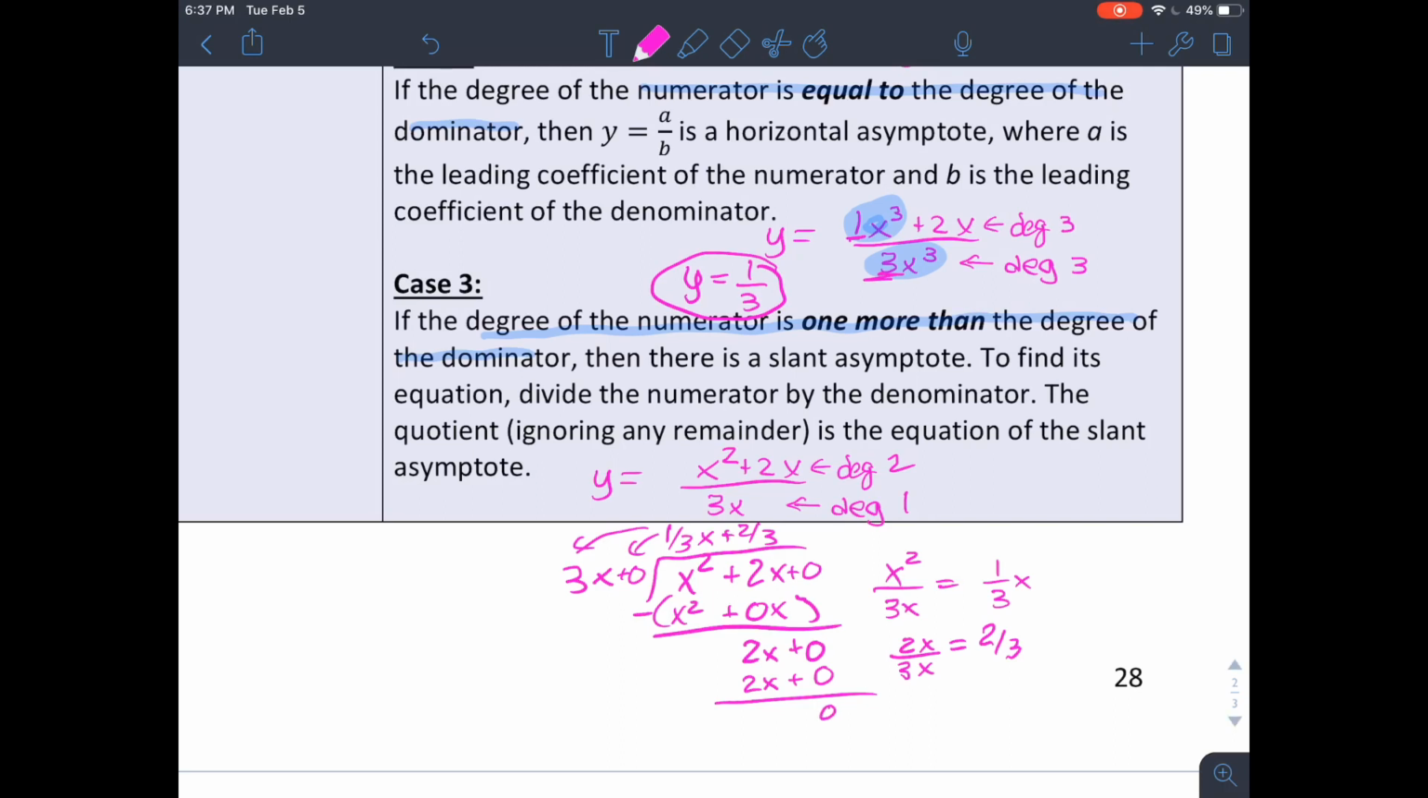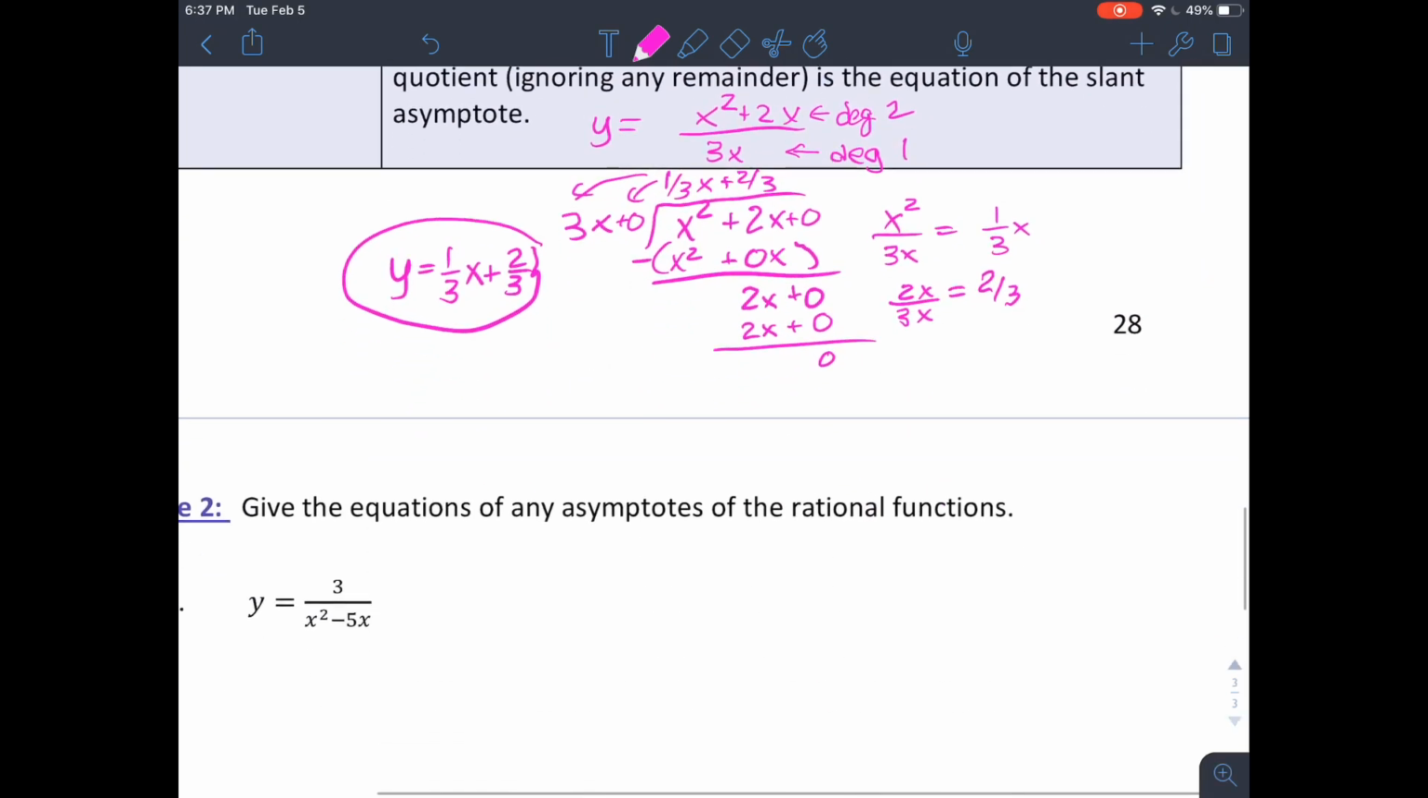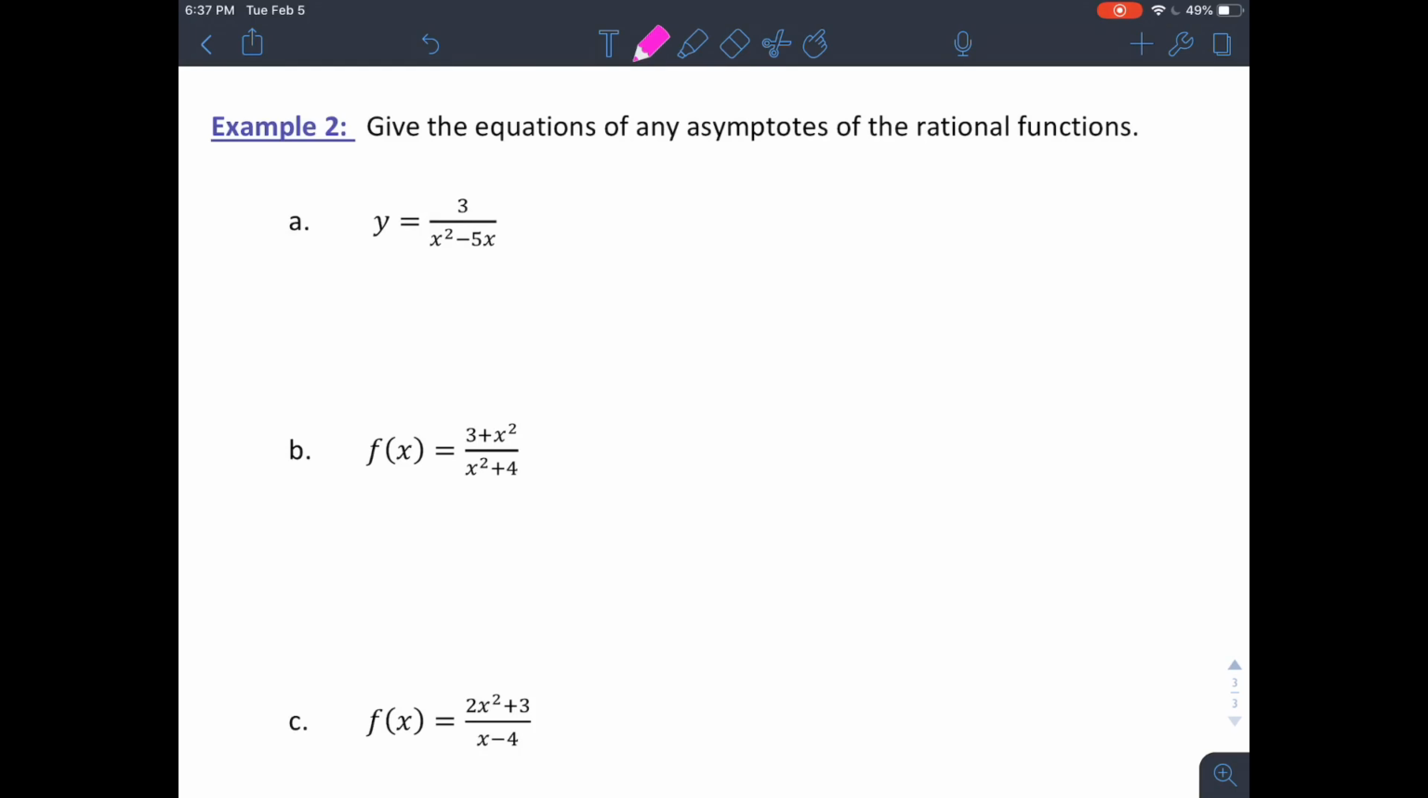If you have a remainder, just disregard it, ignore it. Your equation of your slant asymptote is just what you got when you divided for your quotient without any remainder that you might have had. So that would be that slant asymptote.